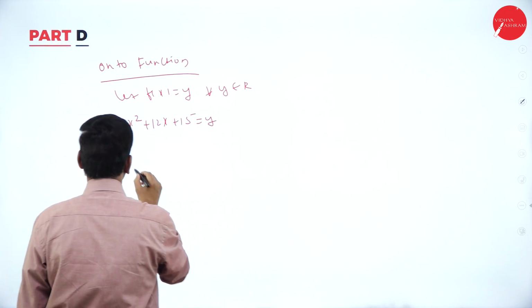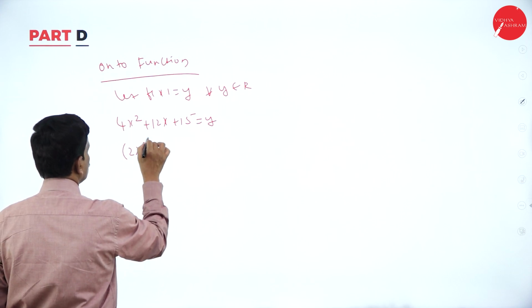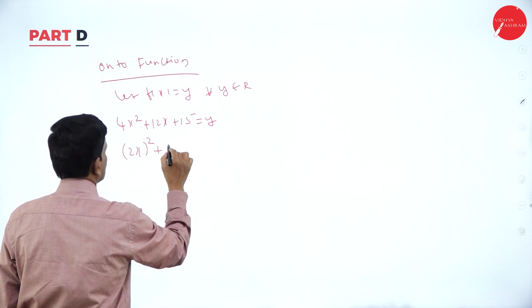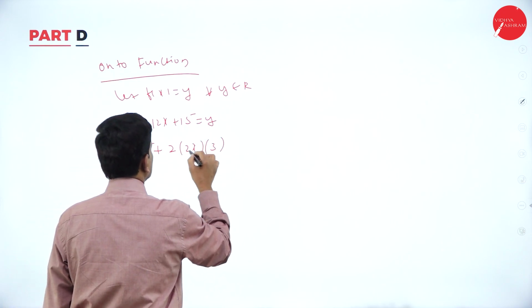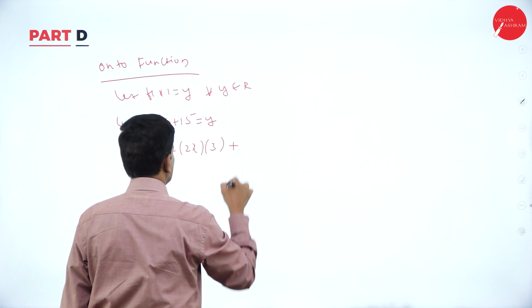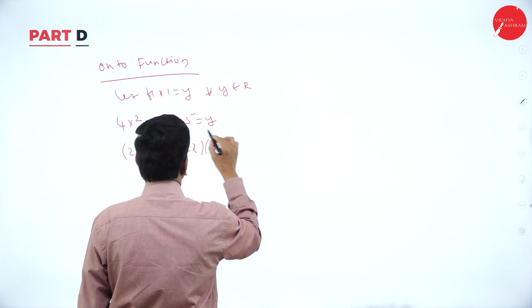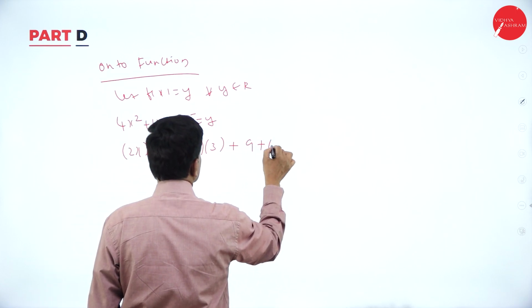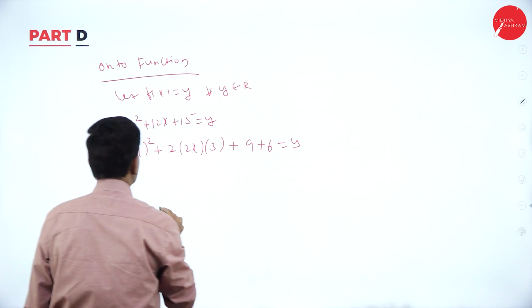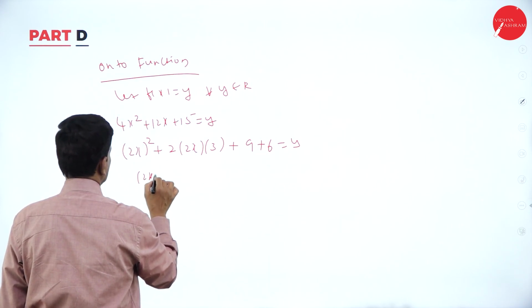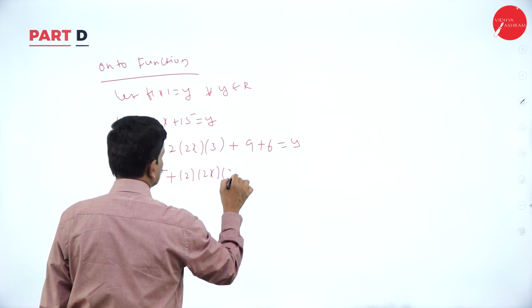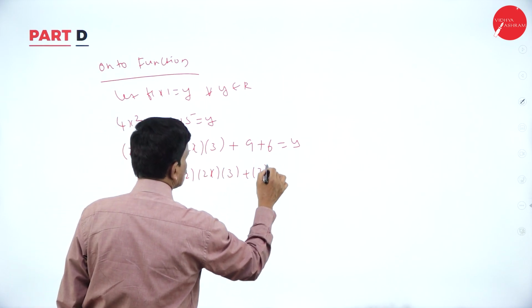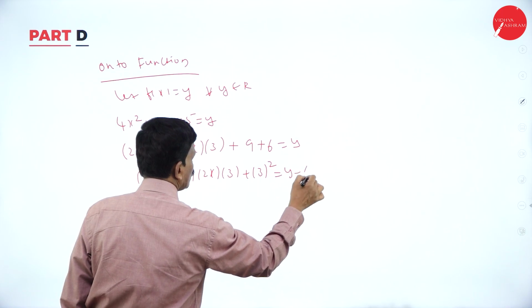By using completing the square, this can be written as 2x square plus 12x, which can also be written as 2 into 2x into 3. 3 2s are 6, 6 2s are 12, plus again this 15 can be written as 9 plus 6 is equal to y. Now, if you observe carefully, this is 2x whole square plus 2 into 2x into 3 plus 9, which can be written as 3 square, is equal to y minus 6.